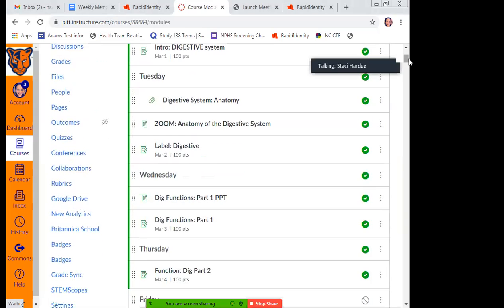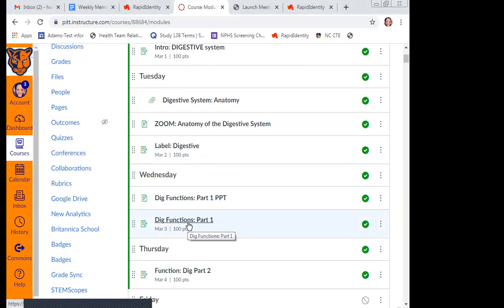Mostly everyone completed their assignment yesterday, which was Digestive Functions Part 1, where we went over that basic vocabulary like feces, defecation, uvula, all of those things. So today what we're going to do is start the digestive tract.